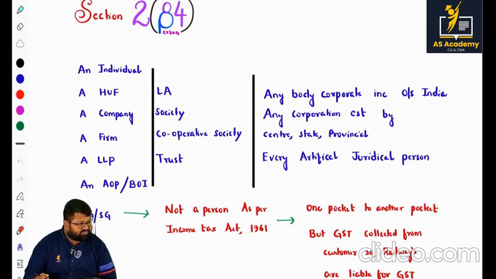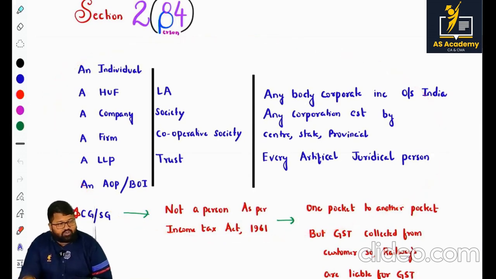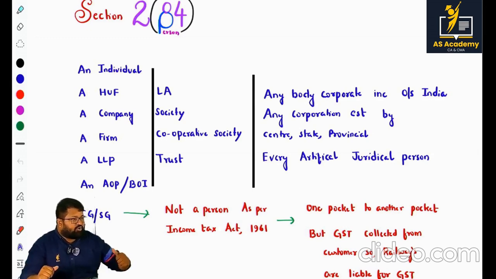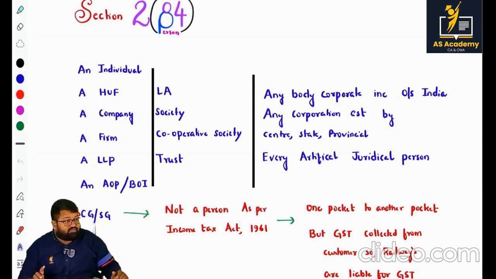Section 2(84), the definition of person. Sir, all of this is part of the definition of persons. Do not skip the basic definitions. They may be asked directly. They may simply ask you to write the definition of person as per the CGST Act. Then you have to quote the section number. You can write all these things. Basically, you will not concentrate on these areas. They are important, but you will not concentrate. That's the risk with you.